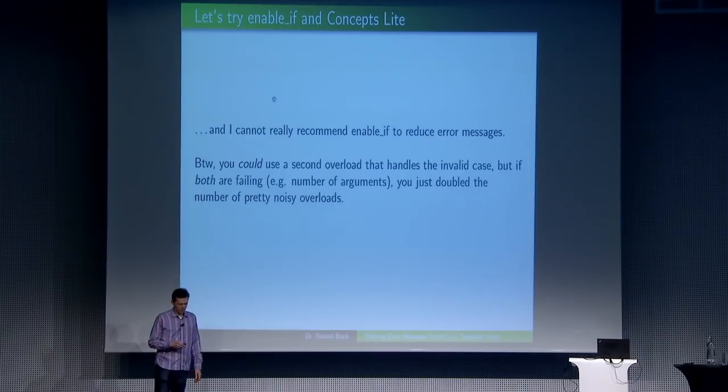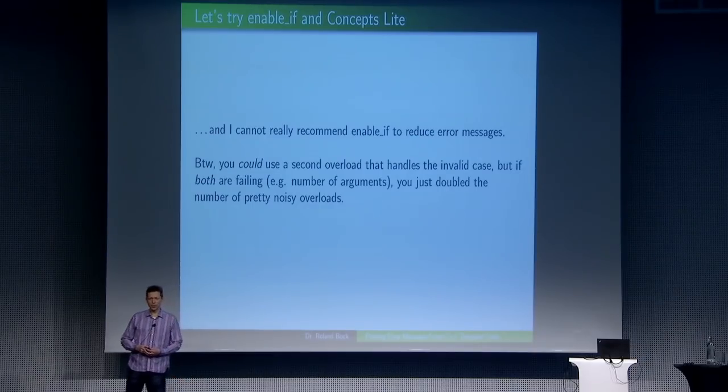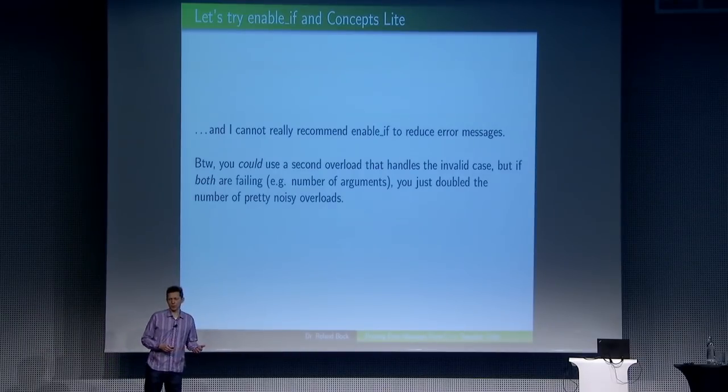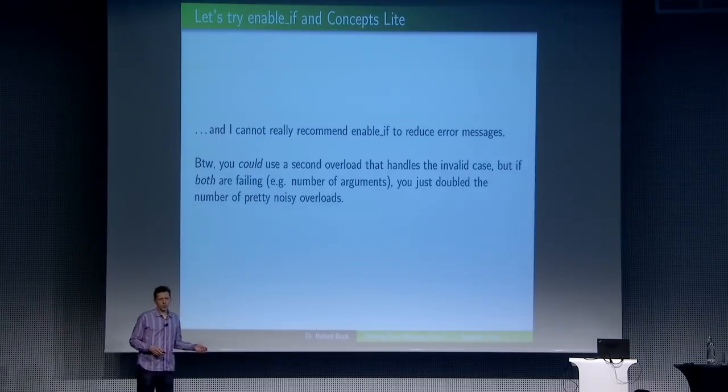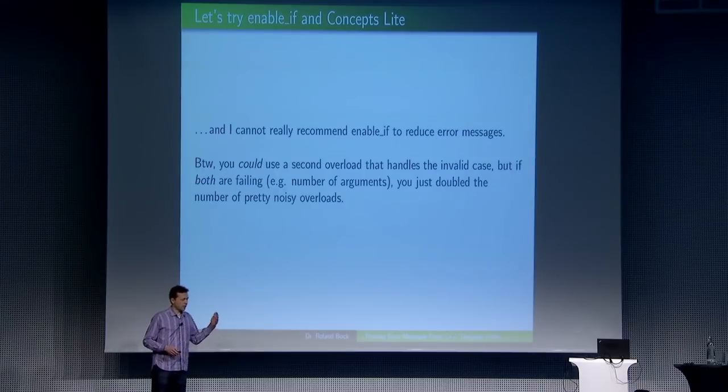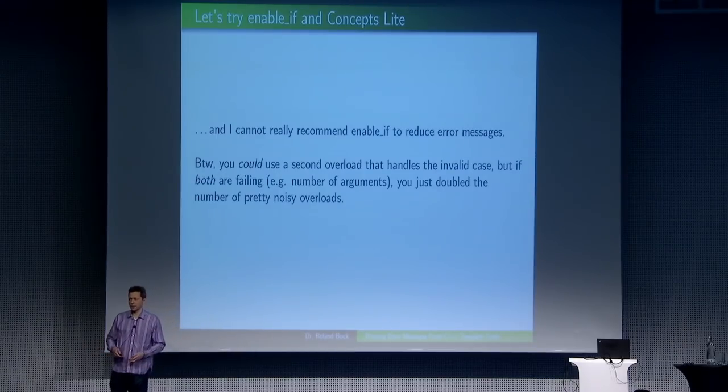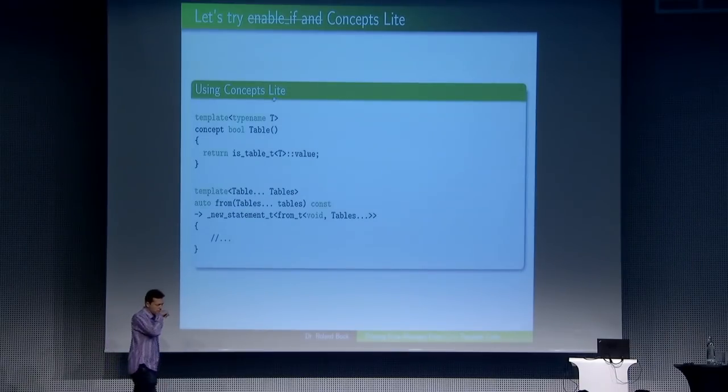All right, so for this reason, I personally don't recommend enable if for something to reduce error messages. It's cool for all kinds of other stuff, but I wouldn't recommend it for reducing error messages. All right. And yeah, you could use a second overload. That's one argument that people make, to produce the invalid case that does something that doesn't fail badly. But then if both overloads don't match, then you probably end up with way more stupid junk that you don't want to read. So I don't know.